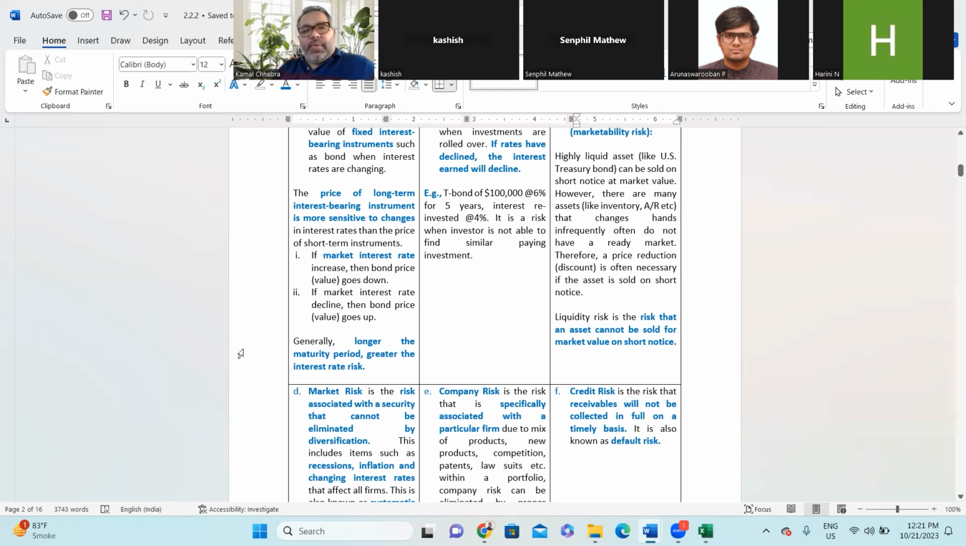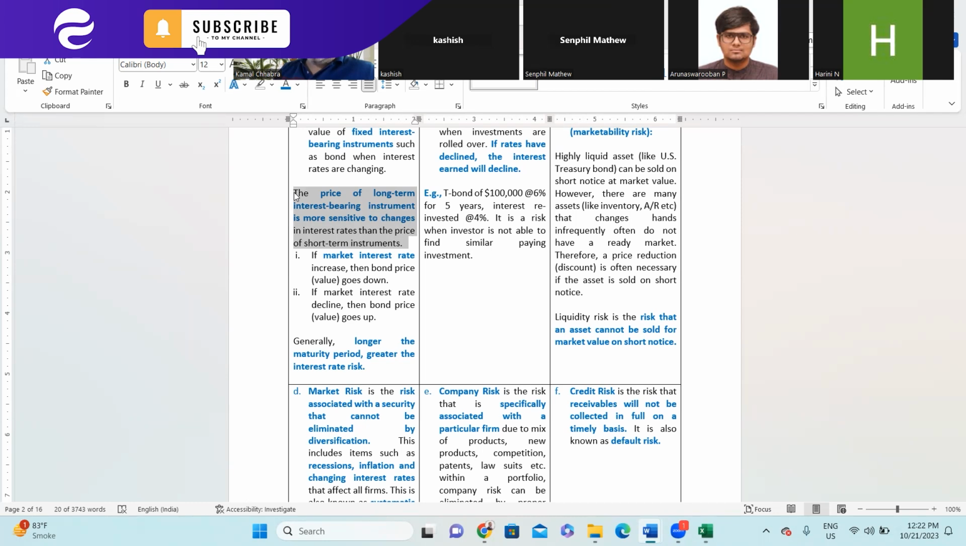The price of a long-term interest-bearing instrument is more sensitive to change in interest rate than the price of a short-term instrument. Make sense? Why? Because short-term loans and short-term borrowings are generally adjusted to the current market scenario, whereas long-term interest borrowings are generally fixed, and they are not adjusted to the change in market condition and market scenario.